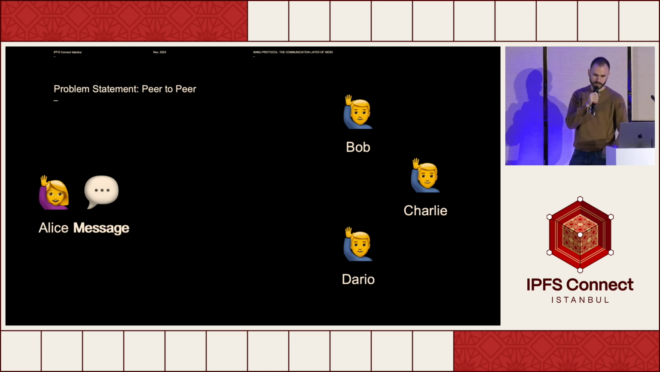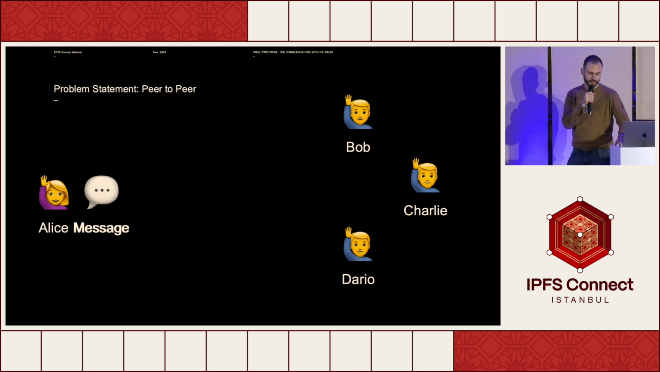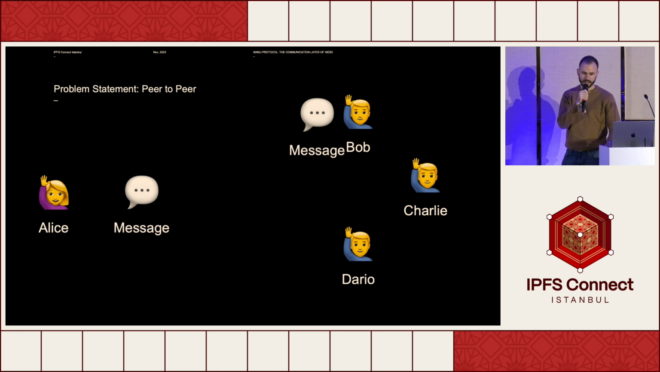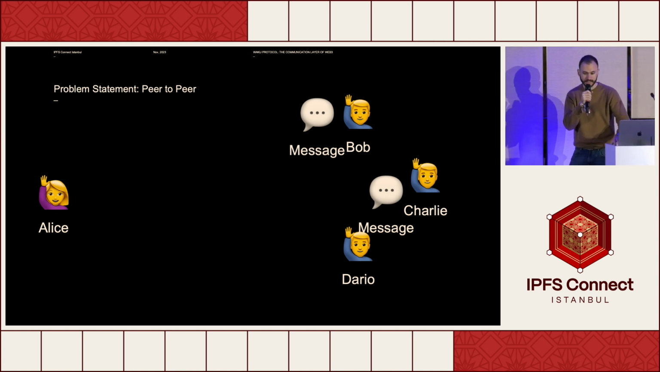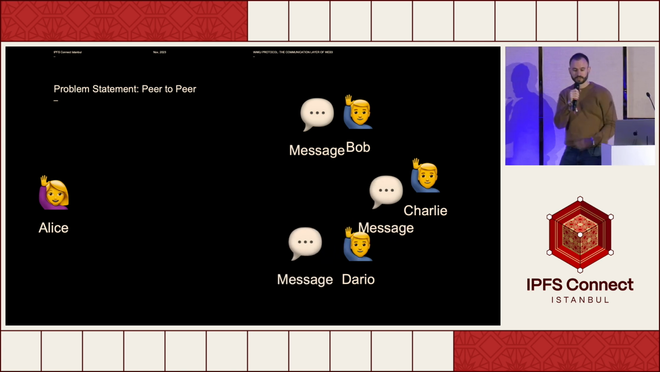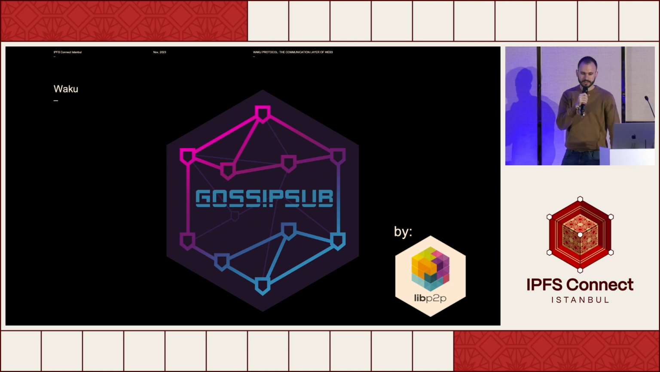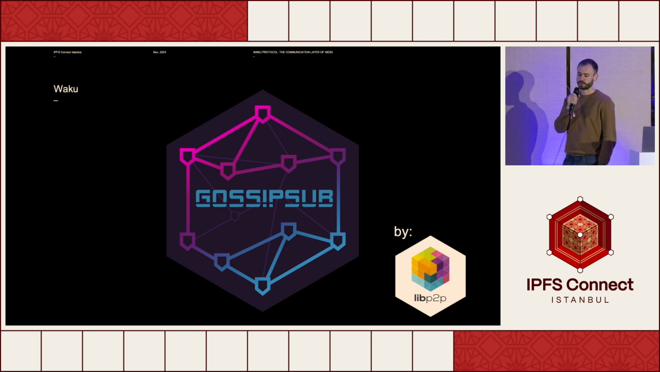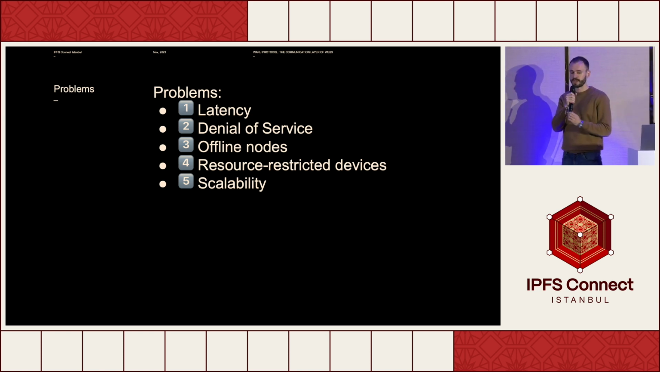So there is another approach, in which Alice, Bob, Charlie, and Dario can connect to each other directly. They can send the message to each other without any central party routing the messages. Alice can send the message to Bob, then to Charlie, and then maybe to Dario, but since Charlie already has it, Charlie can send the message to Dario. So Alice will save some upstream bandwidth. This is kind of solved by GossipSub, built by libp2p, and is one of the core protocols that Waku uses. But there are some problems that haven't been addressed, which are the following five problems.